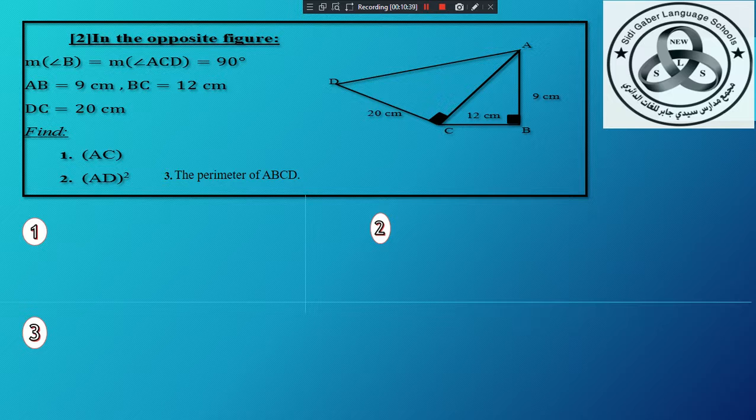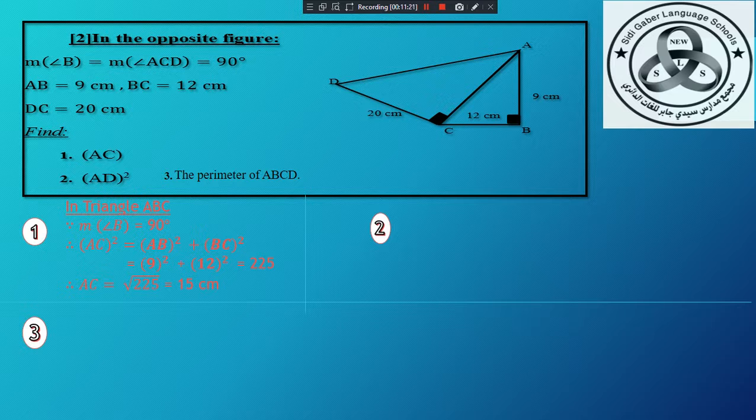Excellent. No, I have to start with the triangle ABC because this triangle has two sides and I have to get the missing side, which is AC. To get AC, we have to start with the condition of the Pythagoras. Measure of angle B equals 90. Yes. So AC power 2 equals AB power 2 plus BC power 2 equals 9 power 2 plus 12 power 2 equals 225. Therefore, AC equals square root 225 equals 15 centimeters.